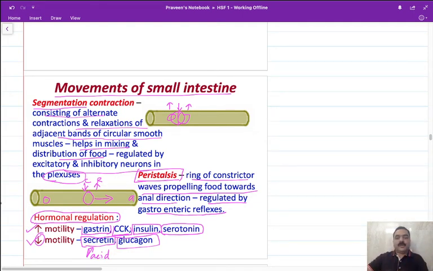So conceptually it is also important to understand why and how these hormones are causing the regulation, what causes the increased motility and which type of motility is increased. Similarly, when you say decreased motility, you have to remember what type of motility has been decreased, or what may be the cause behind that decrease. Hope you have understood that point.